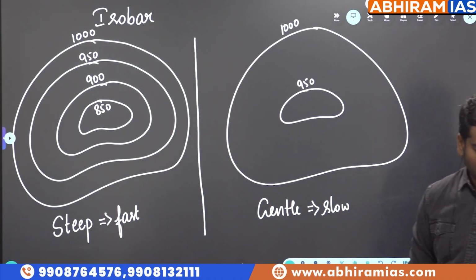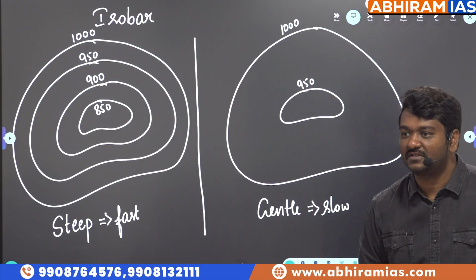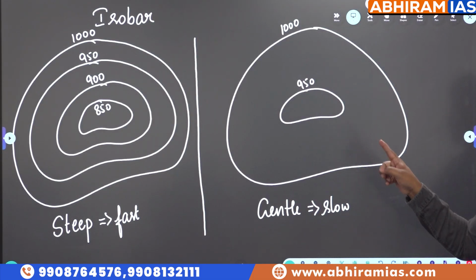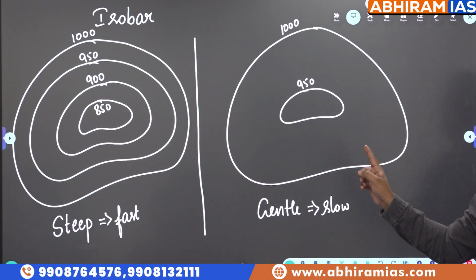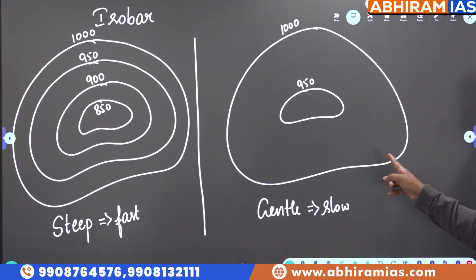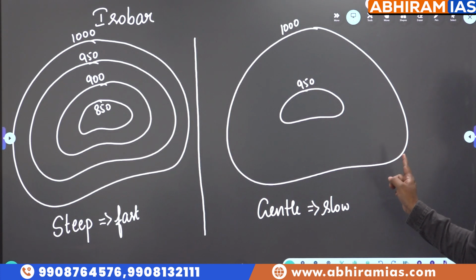Now, my point is, what are the prelims lines? In prelims they'll tell, when isobars are closely arranged, it indicates steep slope. Wind speed will be high. If isobars are distantly arranged, then it indicates gentle slope. Wind speed will be less. Are you getting the point? Same thing they'll ask.